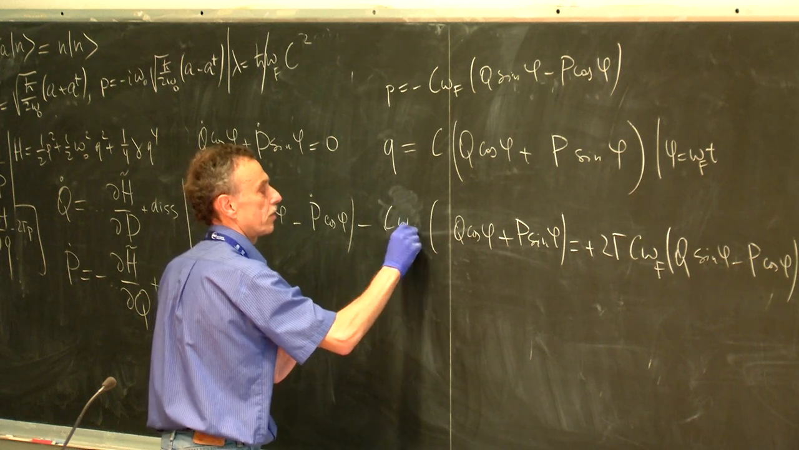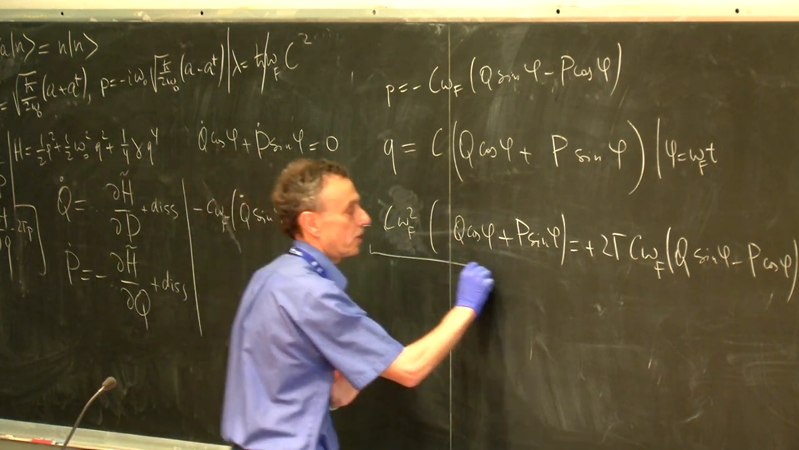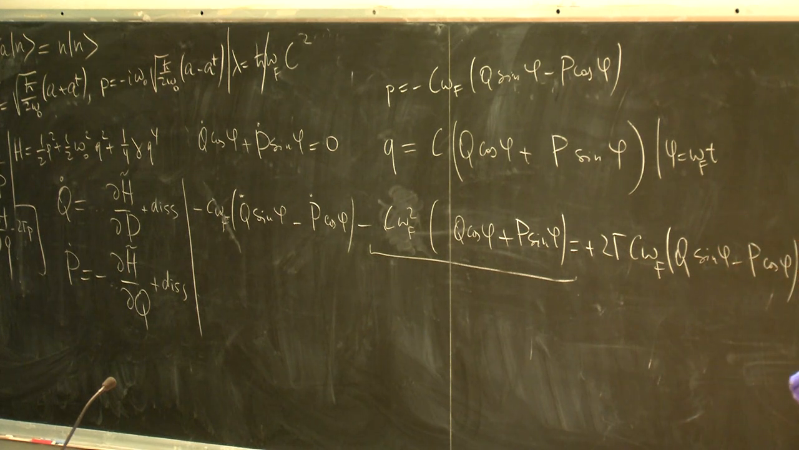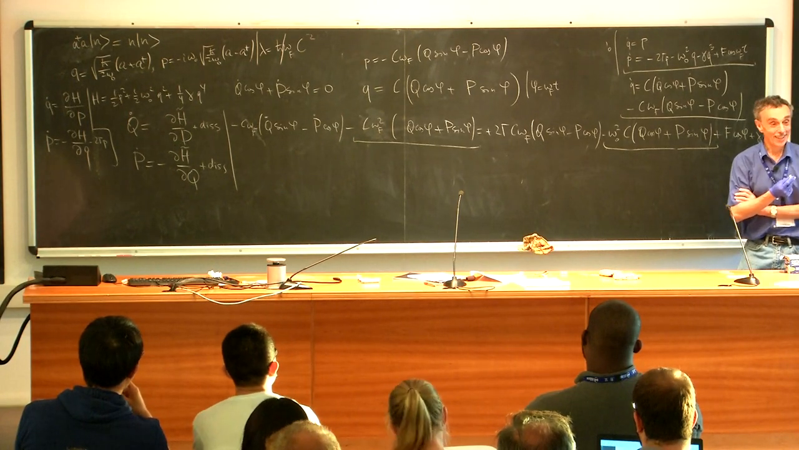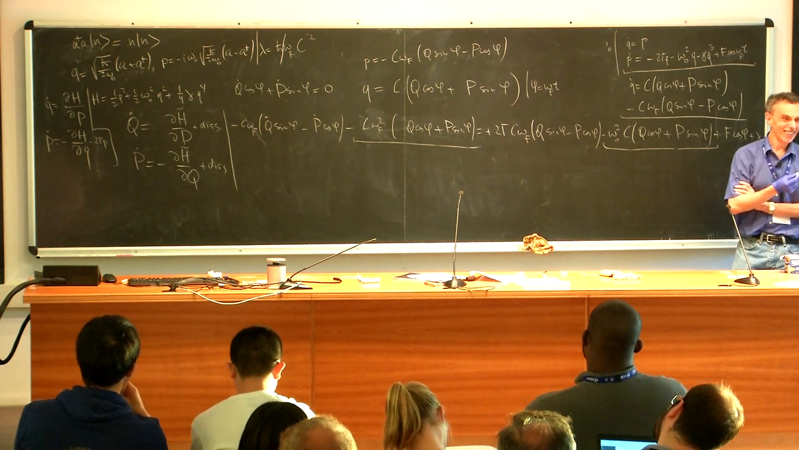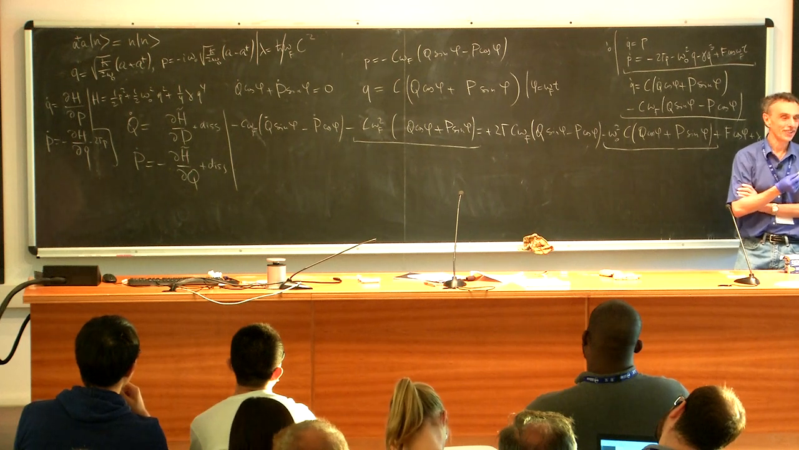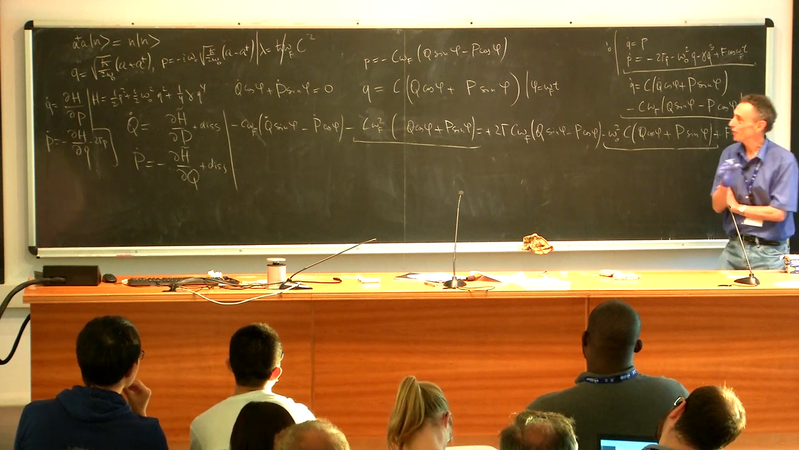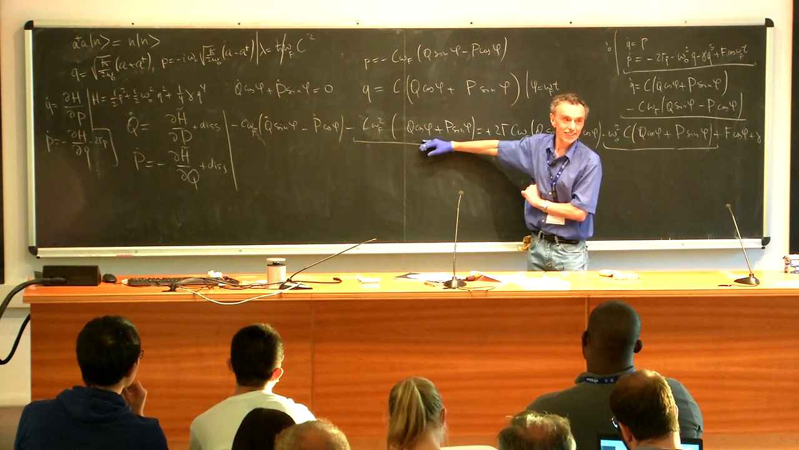C omega f squared. So the first thing that I notice is that this term looks very much like this term. Don't they? What is the difference? Omega f squared and omega naught squared, right? But they are close to each other. So this is what this whole thing is about: I consider the case where omega f is close to omega naught, and then these two big terms almost cancel each other.